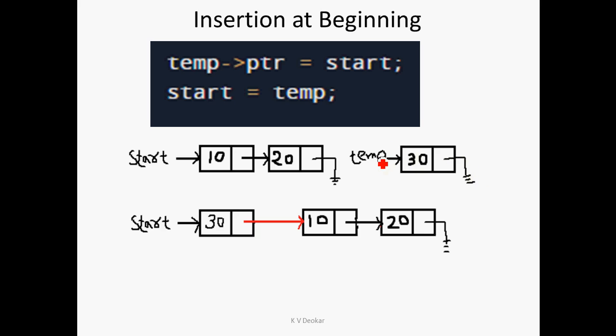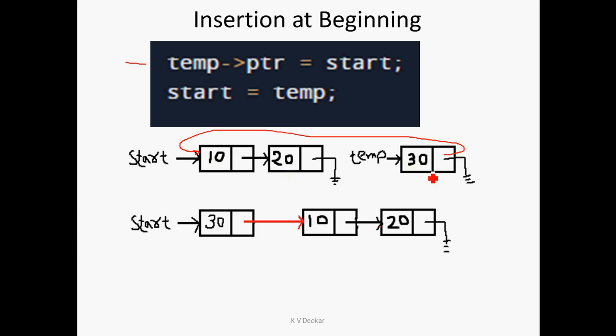Now this is a newly created node and this is our already existing linked list. Now we want to connect this node at the beginning. So what should be there? This node 30 should come before 10. For that, this node 30, which is now pointing to null, should point to the start. This is nothing but the first line: temp ptr equal to start. So the temp ptr field should point to start. Now this is pointing to the node 10. So 30 pointing to 10, 10 pointing to 20.